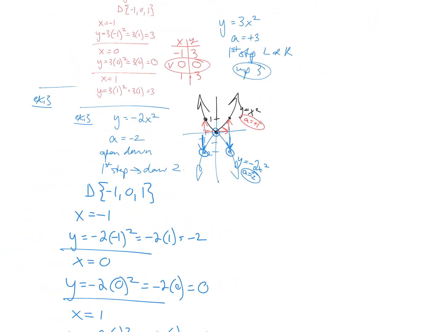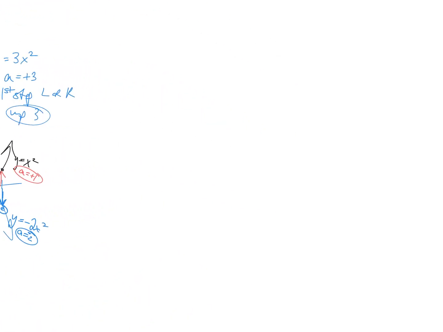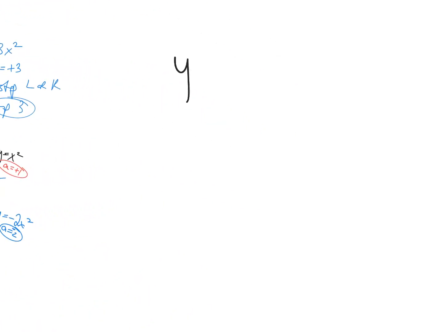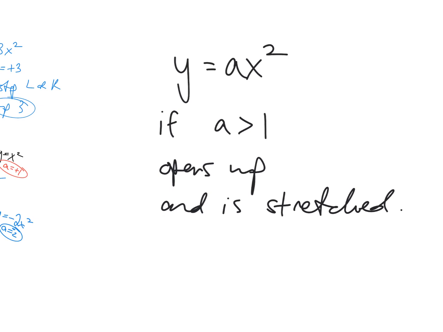So let's summarize these patterns that we've seen in these 3 examples. So for the form y equals ax squared, if a is greater than 1, the parabola opens up and is stretched by whatever the a value is.